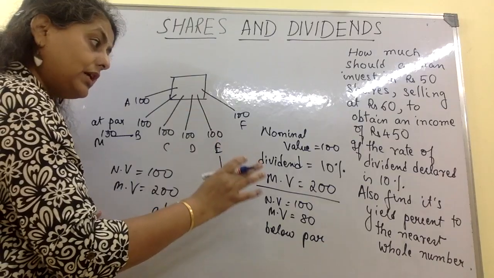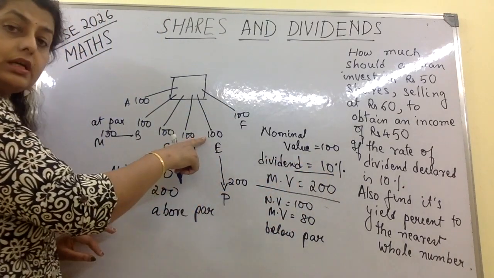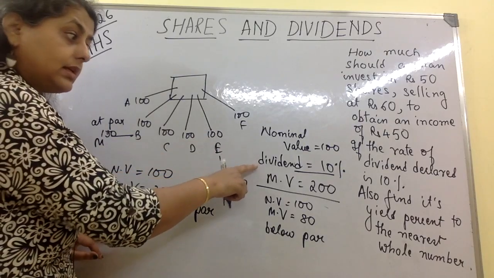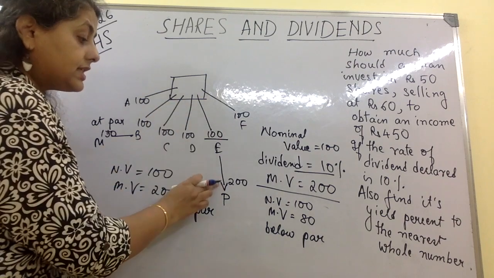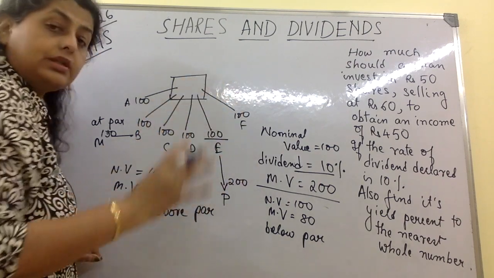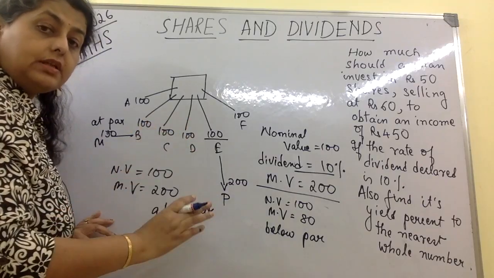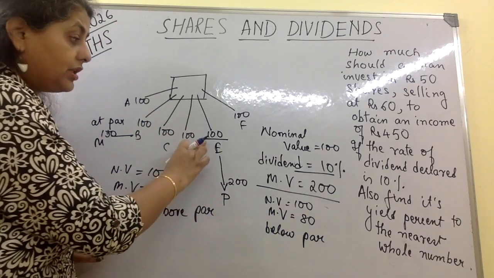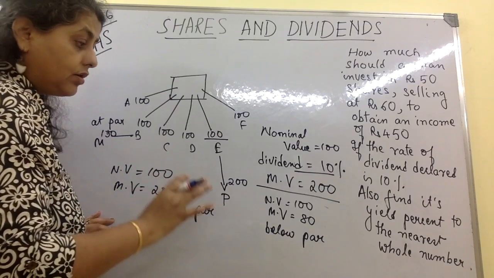So the dividend as declared by the company will always be given only on the nominal value. Even if this share is being sold for 2000, doesn't matter, the dividend is going to be calculated only on the nominal value. Okay, so that is the meaning of dividend.